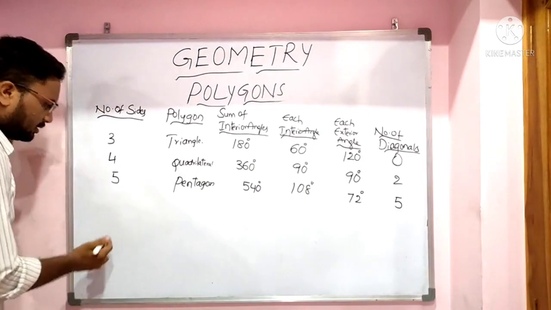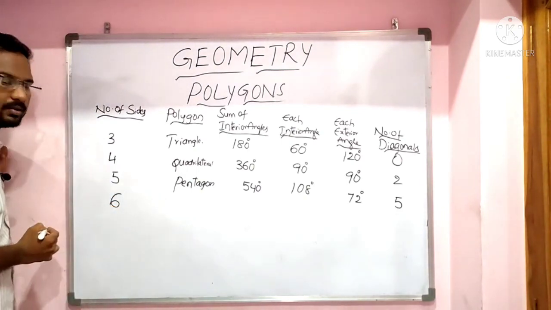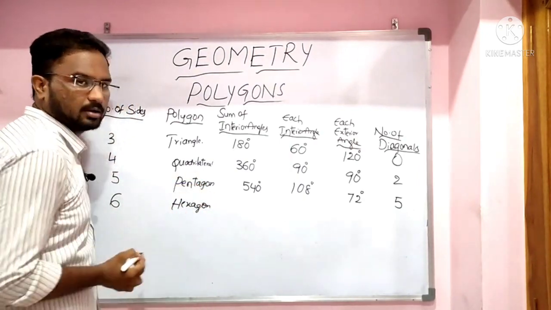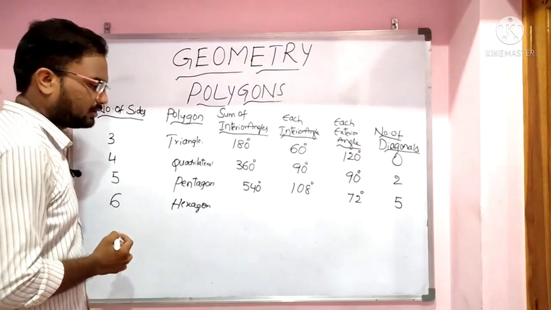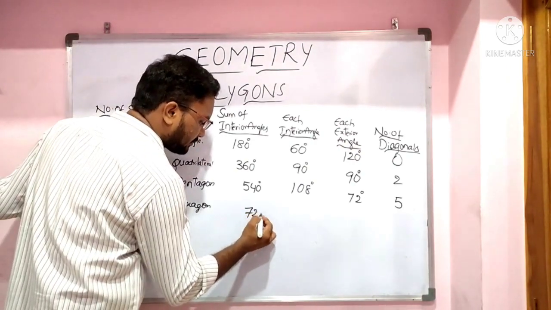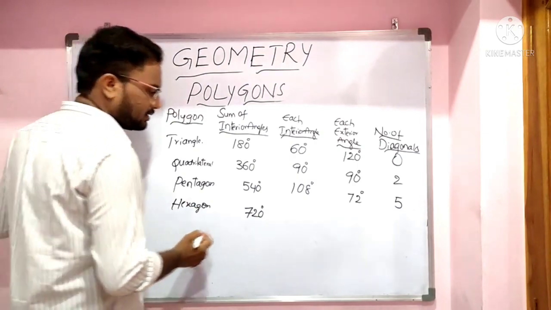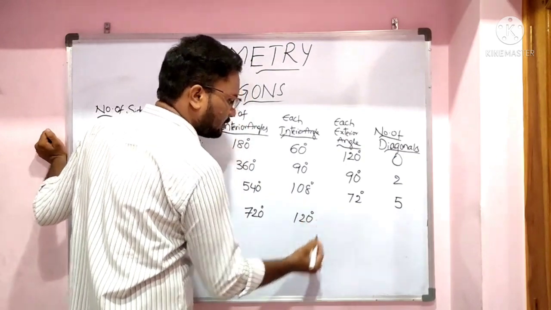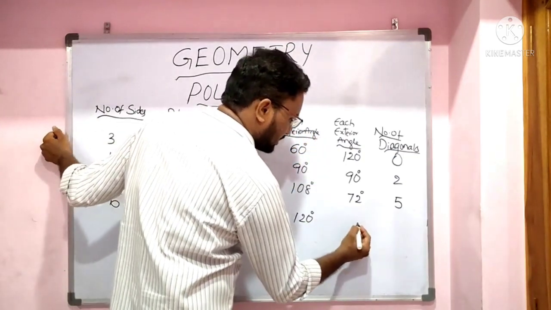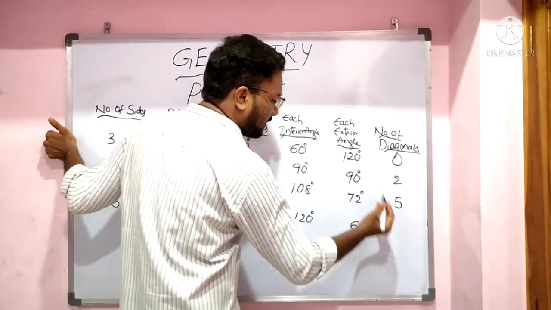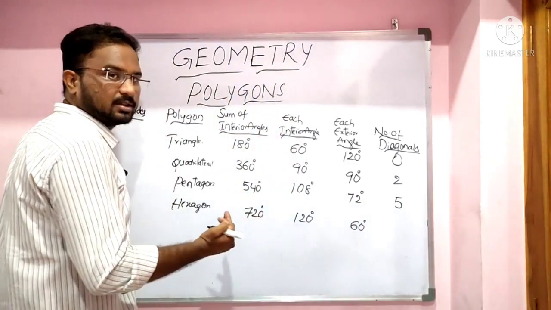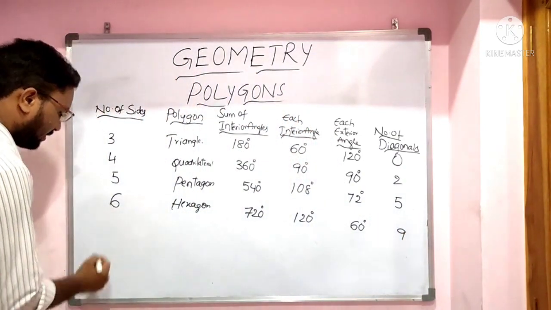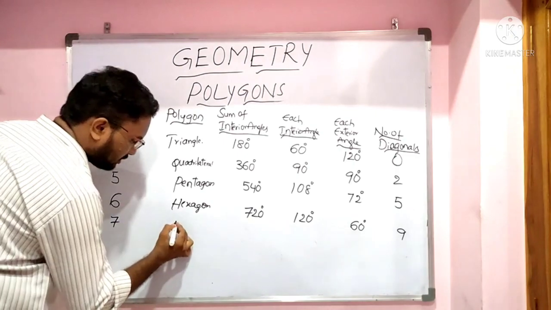If the number of sides is 6, it is called a hexagon, a regular hexagon. The sum of all interior angles is 4 pi, 4 into 180, 720. Each interior angle is 720 by 6, 120 degrees, and each exterior angle is 60 degrees. The number of diagonals is 6 into (6 minus 3), 3, by 2, so the answer is 9. If the number of sides is 7, it is a septagon.